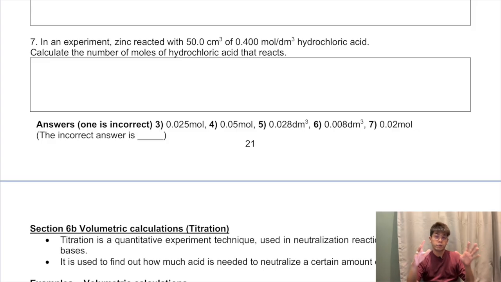Right, so these are the basics for calculating concentration, and in the next few videos we'll be using it in stoichiometric problems, the one with mole ratio.